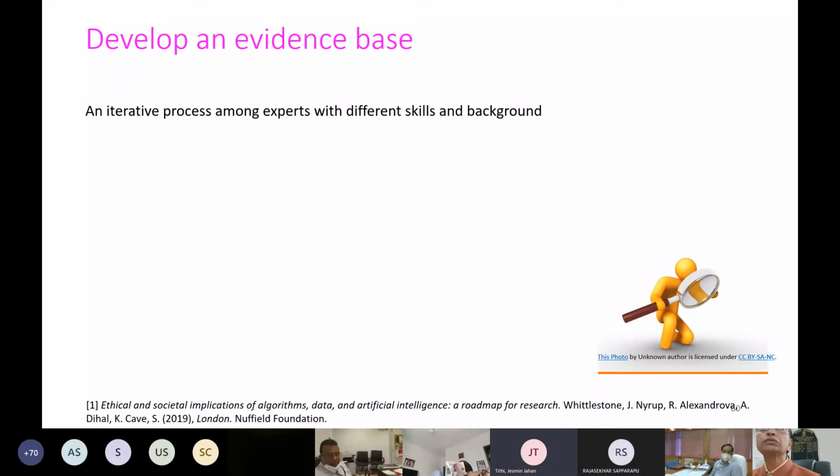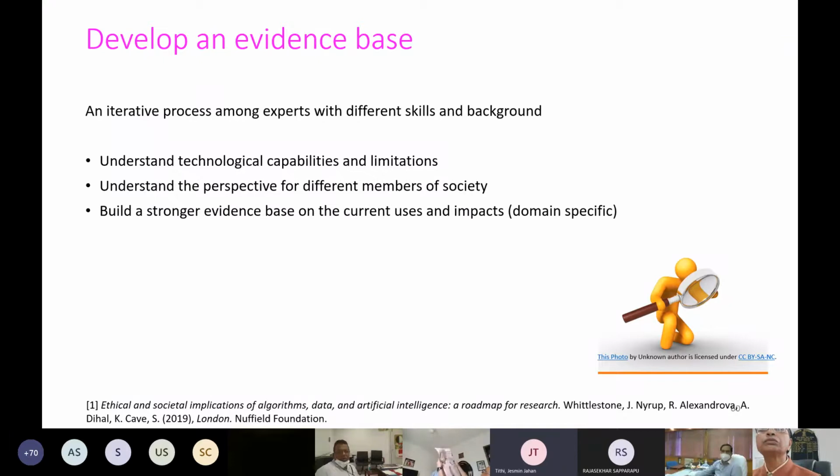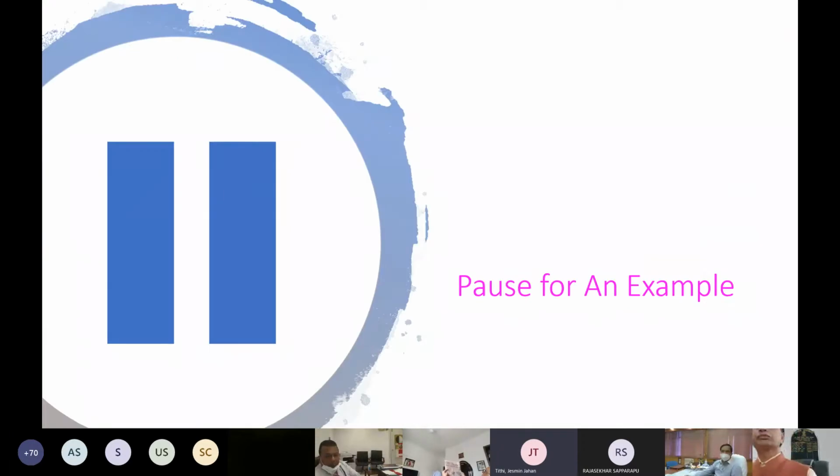Through the execution of the path, we create an evidence base. And this is really an iterative process among experts with different skills and backgrounds, to understand the technological capabilities and limitations, and also to understand the perspective of different members of society, the perspective of the users, as well as other experts. And through the process, we build a stronger evidence base of the current usage and impacts of the AI. Now let's pause for an example.